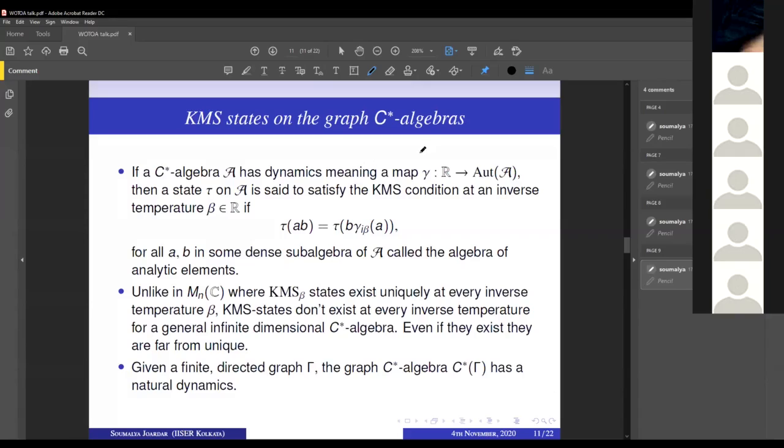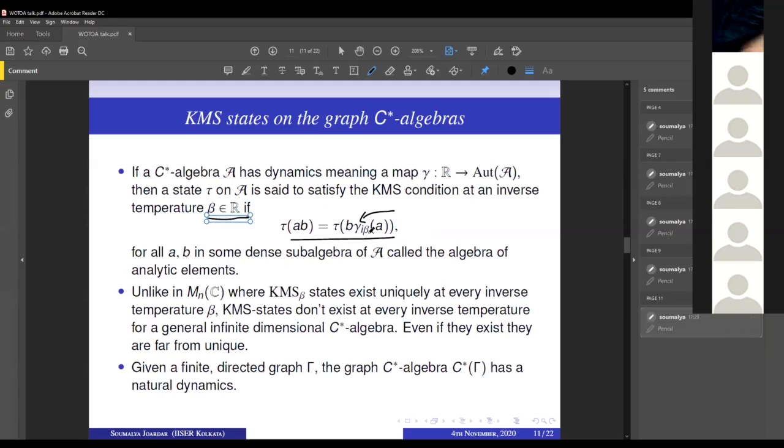So this terminology, temperature and all this, comes from Gibbs states. We say that a state satisfies the KMS condition at an inverse temperature beta if tau of AB equals tau of B gamma i beta of A. So tau is not quite tracial, but almost tracial. The non-traciality is actually dictated by the dynamics.